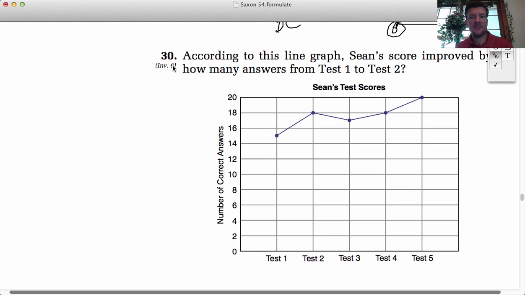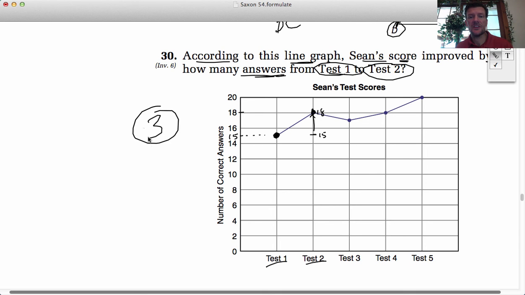And last one, we have a graph. According to this line graph, Sean's score improved by how many answers from test 1 to test 2? So let's look at test 1 and test 2. Here's the value for test 1. It looks like it's right in the middle between 14 and 16, so that'd be 15. Test 2 is here. That's 18. So he went from a 15 up to an 18. So he improved by 3. Okay? His score improved by 3 answers looking at the line graph.